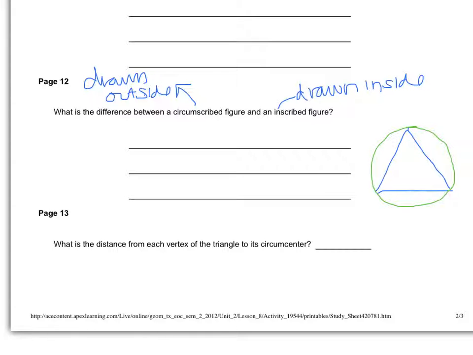So just like when you inscribed it, the center had a special name. It does the same here. The point in the middle of this circle is called the circumcenter. And the circumcenter is the point where the perpendicular bisectors meet.